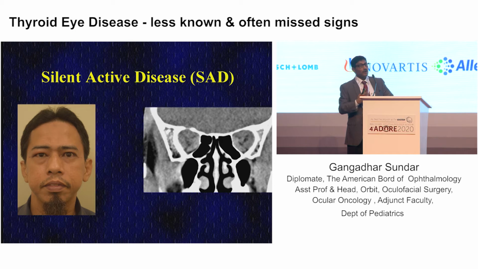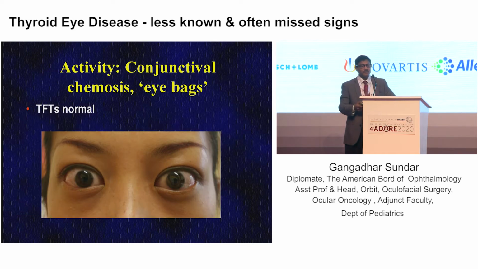Look at his eyes. Not proptotic, no obvious lid retraction, maybe a subtle asymmetry, and look at the apex of the orbit. So you have to be careful about the concept of silent active disease, which we, again, in East Asians, see quite a bit as well. And ophthalmologists miss this because they say, oh, he looks perfectly fine. Even if you tell me he's got thyroid eye disease, he's got mild disease.